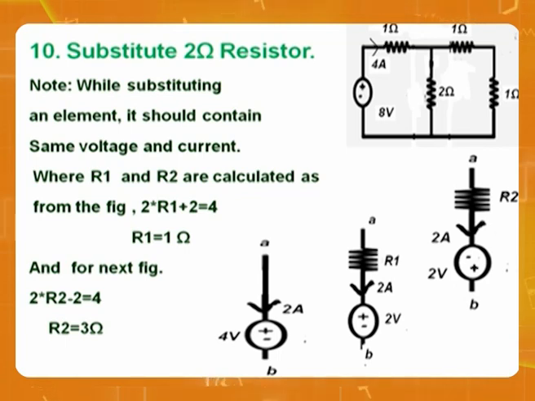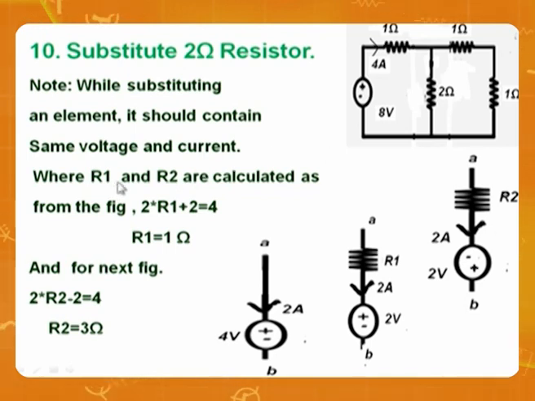This problem belongs to substitution theorem. When you talk about substitution theorem, it's a 2 ohm resistor. I want to substitute 2 ohm resistor in the field, as I said. So as I said, if you are going into the field and 2 ohm resistor is spoiled, how do you manage? You can't say that element is not there, therefore I can't do it. So while substituting an element, it should contain the same voltage and same current. Otherwise, how can this work?